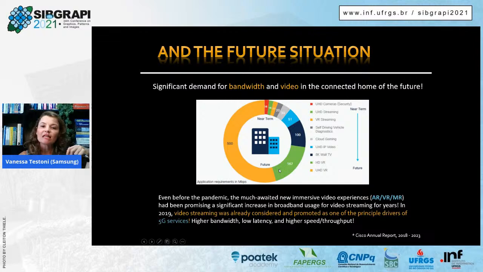So here they try to predict what's going to be the required bandwidth in our future connected homes. And if you look at the areas here, you're going to see that most of them are related to immersive scenarios. For instance, you need 167 megabits per second if you want to have HD VR at your home, right? This much-awaited VR, MR experience has been promising a significant rise in broadband usage for many years, much before the pandemic.